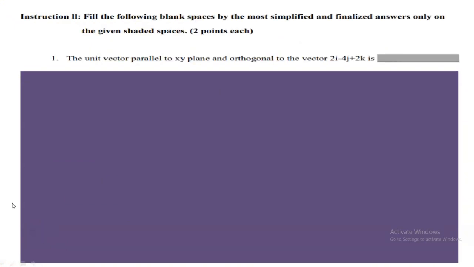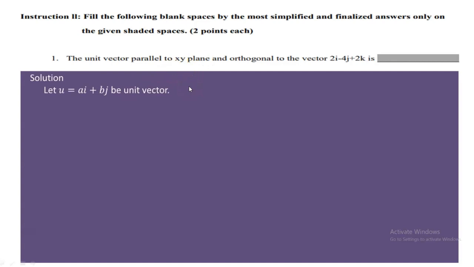Okay, dear students, now comes the next part of this question, instruction 2, which is the fill in the blank part. I'm going to show you how you can also find the solution of certain questions under this part. The first question says: find the unit vector parallel to the xy plane and orthogonal to the vector 2i minus 4j plus 2k. So the solution goes like this.